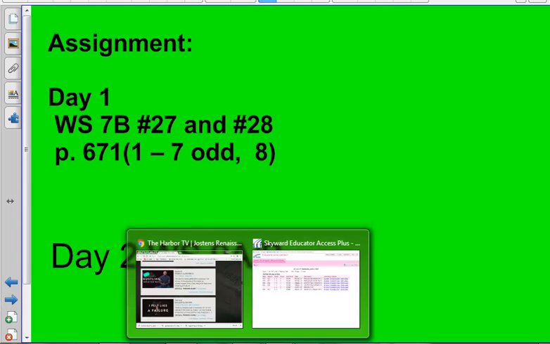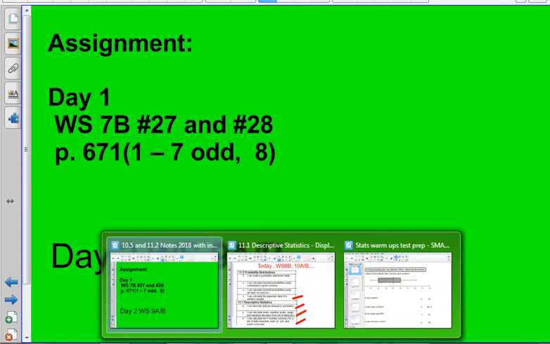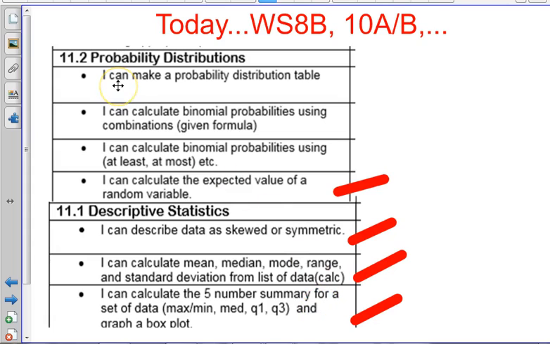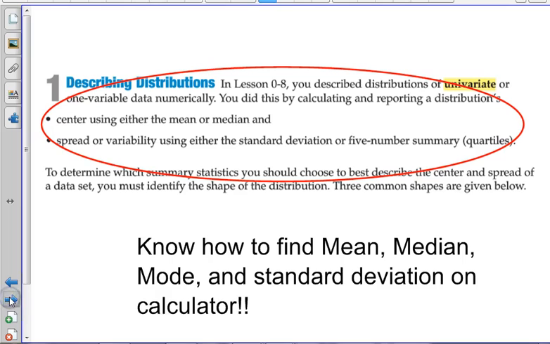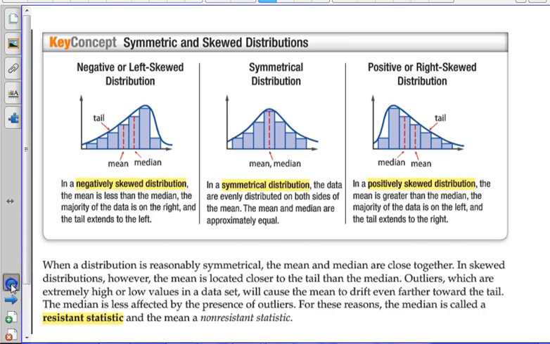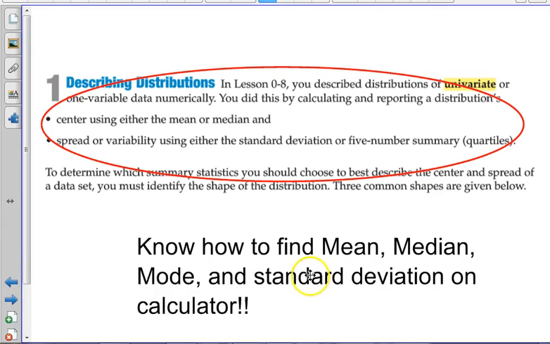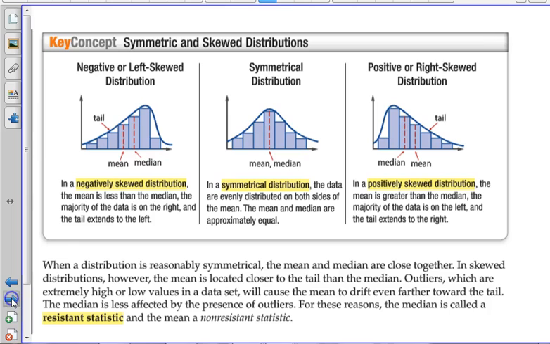All right, so that was the end of the lesson from yesterday. Now you can do worksheet 9 that has expected value on it. All right, I am moving on to worksheet 10. Some of this we already covered. We already talked yesterday about mean, median, mode, and standard deviation on the calculator. So we need to talk about symmetric and skewed distributions of data.